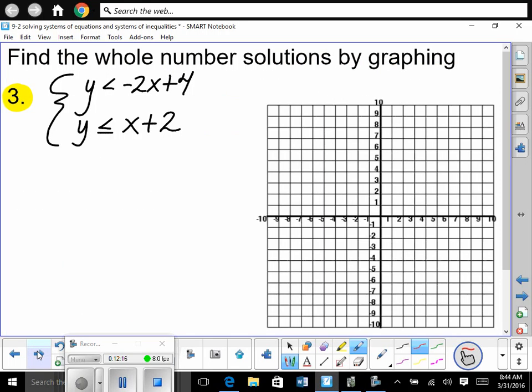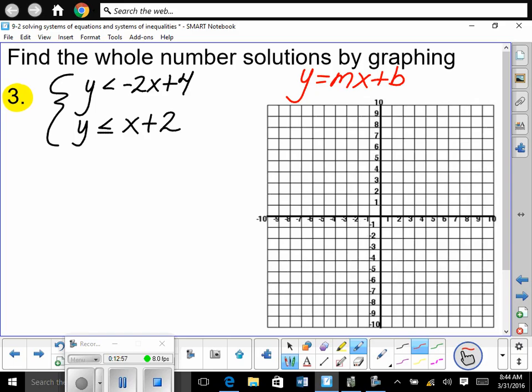So, number 3, it says find the whole number solutions, and we're going to do it by graphing. So, first of all, we're going to graph these. We're going to be dealing with lines. So, we have y is less than negative 2x plus 4. Remember that this is just a fancy equal sign, right? Everybody? So then we have y is less than or equal to x plus 2. Okay, so they're in y equals mx plus b form. We've got to make sure they're in y equals mx plus b so that we can graph our lines. So everybody, there's some scratch paper or some graphing paper on your desk if you need to follow me through this. So grab one of the graphing papers on top.